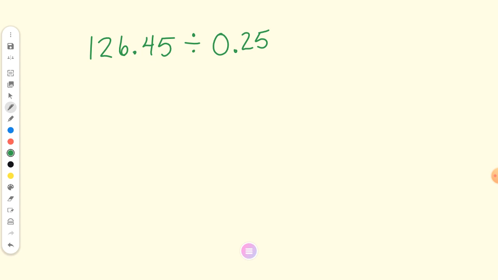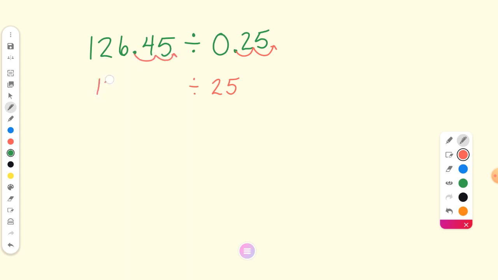First, I have to get my problem set up. Abby, what do I need to do? Go to the 25 and move the decimal point 2 times. Okay, so I have to change it to divided by 25. Kendall, what else? You move the decimal point 2 times in the dividend. So that is 126.45. My decimal point's right there. I may or may not need it.